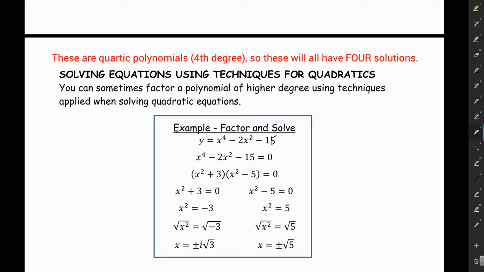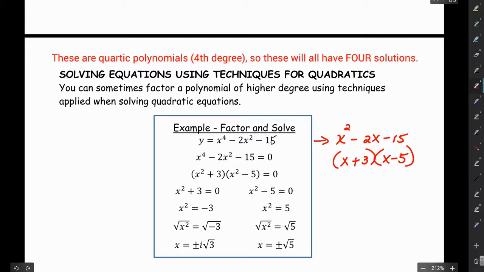On this page, we're looking at how to factor a polynomial of higher degree using techniques that we applied when we were solving a quadratic equation. So if you notice, we've got a quartic equation here. It's raised to the 4th power. But I can sort of treat it as if it was a quadratic. Let's just rewrite it. Let's say this was x squared minus 2x minus 15. That would be really easy to factor. We would do x plus 3, x minus 5, and we would be able to solve it. We'd get negative 3, and we'd get 5, right? That would be easy. But this time we have to the 4th power, and the middle term is squared.